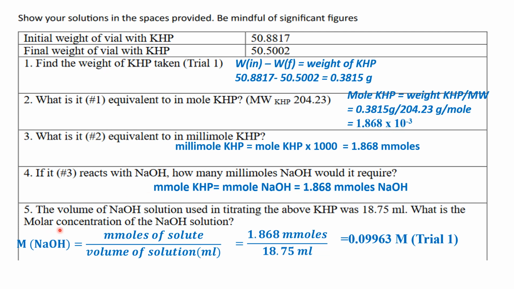Number 5, the volume of sodium hydroxide solution used in titrating the above KHP was 18.75 ml. What is the molar concentration of sodium hydroxide? So you have already millimoles of sodium hydroxide. You have already volume in ml. Millimoles per ml is molar concentration. This is going to be your molar concentration for trial 1.